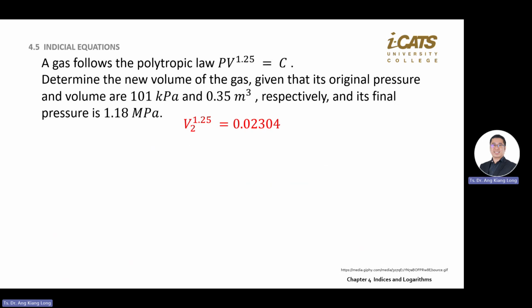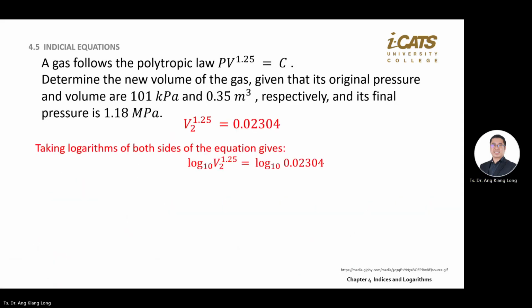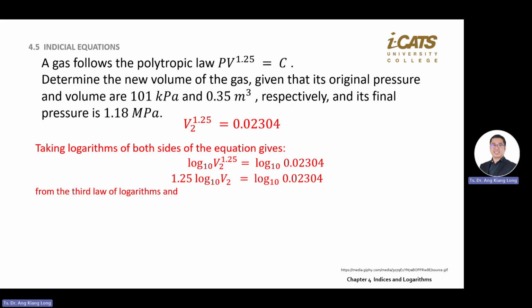Okay. The rest is log. So V^1.25 equals 0.02304, and you see it is a power something that you don't know. So what you do, the next step is to put it in log form. Change this one into log form. Log both sides. Simplest form is log 10. Then move the power based on the third law. 1.25 moves to the front. Once moved to the front, the next step is to divide, move left to right, becomes divide. Then change into the index form.